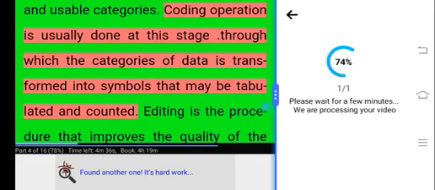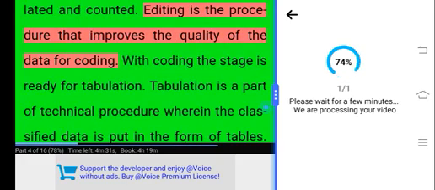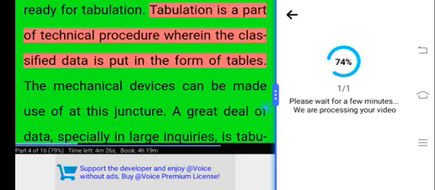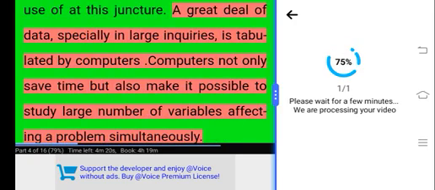Coding is usually done at this stage, through which the categories of data are transformed into symbols that may be tabulated and counted. Editing is the procedure that improves the quality of the data for coding. With coding, the stage is ready for tabulation. Tabulation is a part of the technical procedure wherein the classified data is put in the form of tables. The mechanical devices can be made use of at this juncture. A great deal of data, especially in large inquiries, is tabulated by computers. Computers not only save time but also make it possible to study a large number of variables affecting a problem simultaneously.